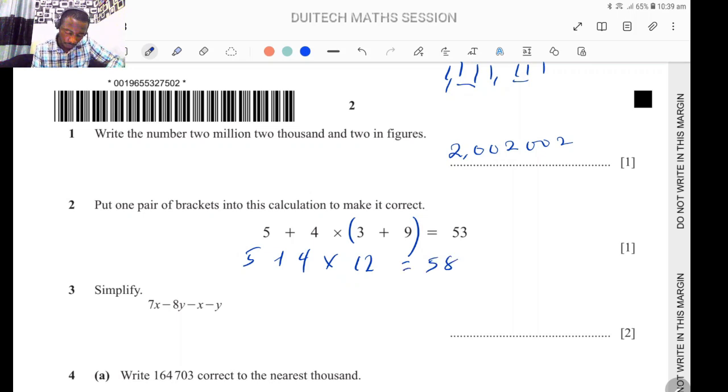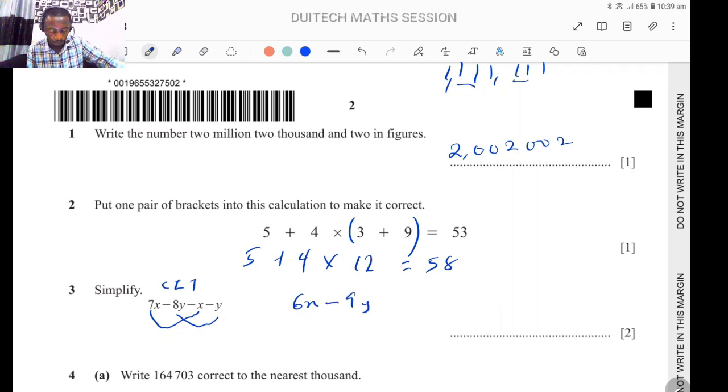And the next one says simplify 7x minus 8y minus x minus y. So what do we do here? We collect like terms, right? So 7x goes with x and 8y goes with y. So 7x minus x will give us 6x. 8y minus y will give us minus 9y.